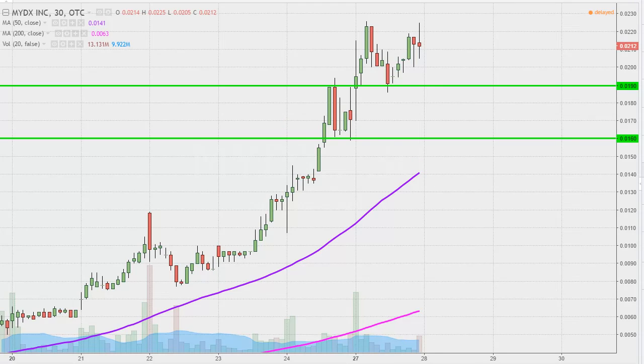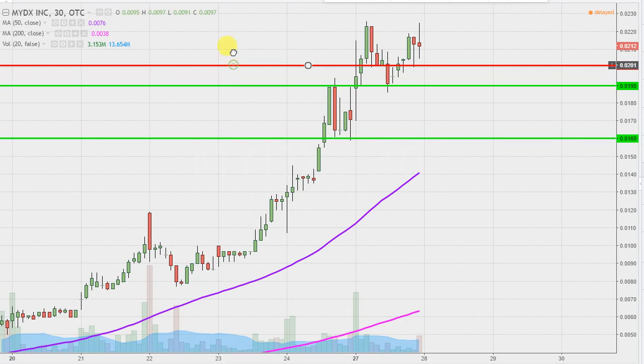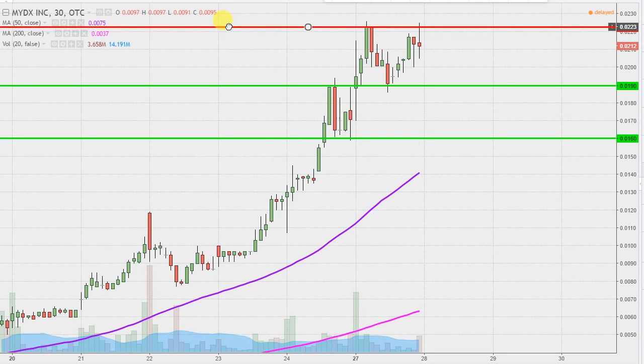What about areas of resistance? Pretty straightforward at this point in time. It looks like about 3 different occasions bulls got right up around this zone at 0.0223 and couldn't quite push through it. So 0.0223 is going to be public enemy number 1 going into tomorrow.